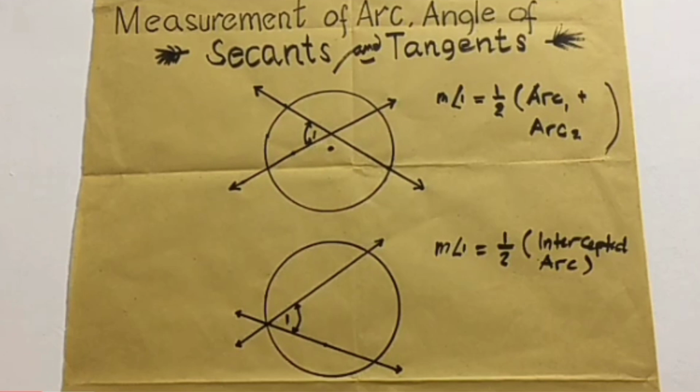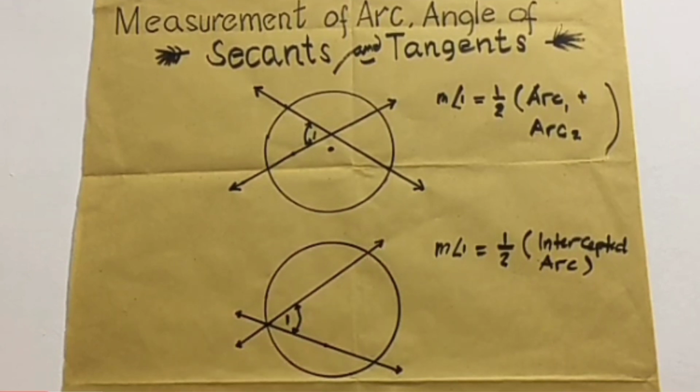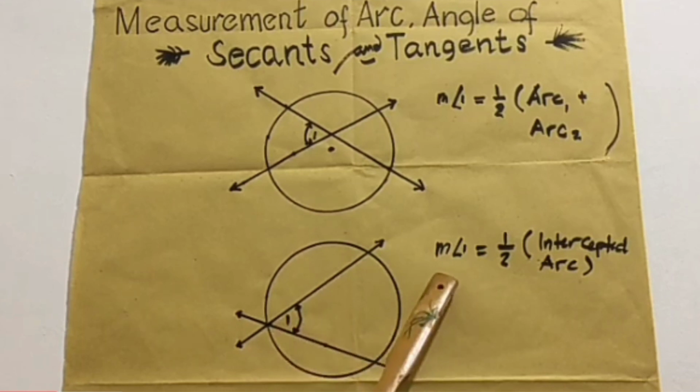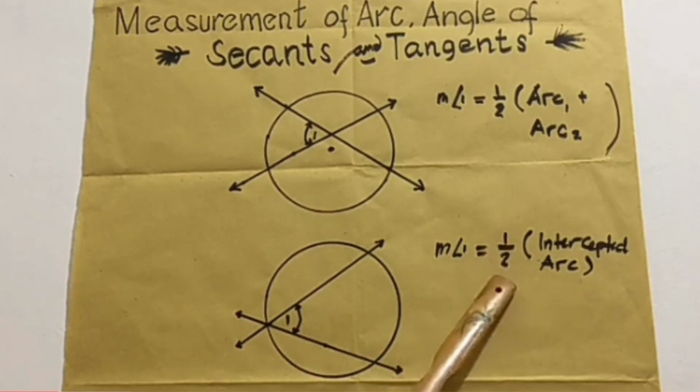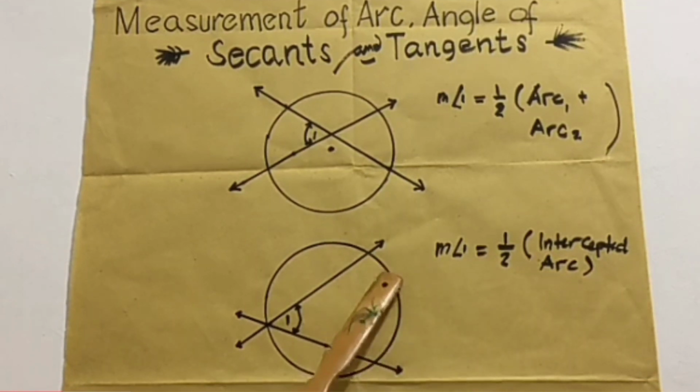And we have another example. We have here the circle and the secants intersecting on the circle and forming an angle 1. To find the measure of this angle, we have measure of angle 1 equals 1/2 of the intersected arc. So 1/2 of this arc is the measurement of this angle 1.